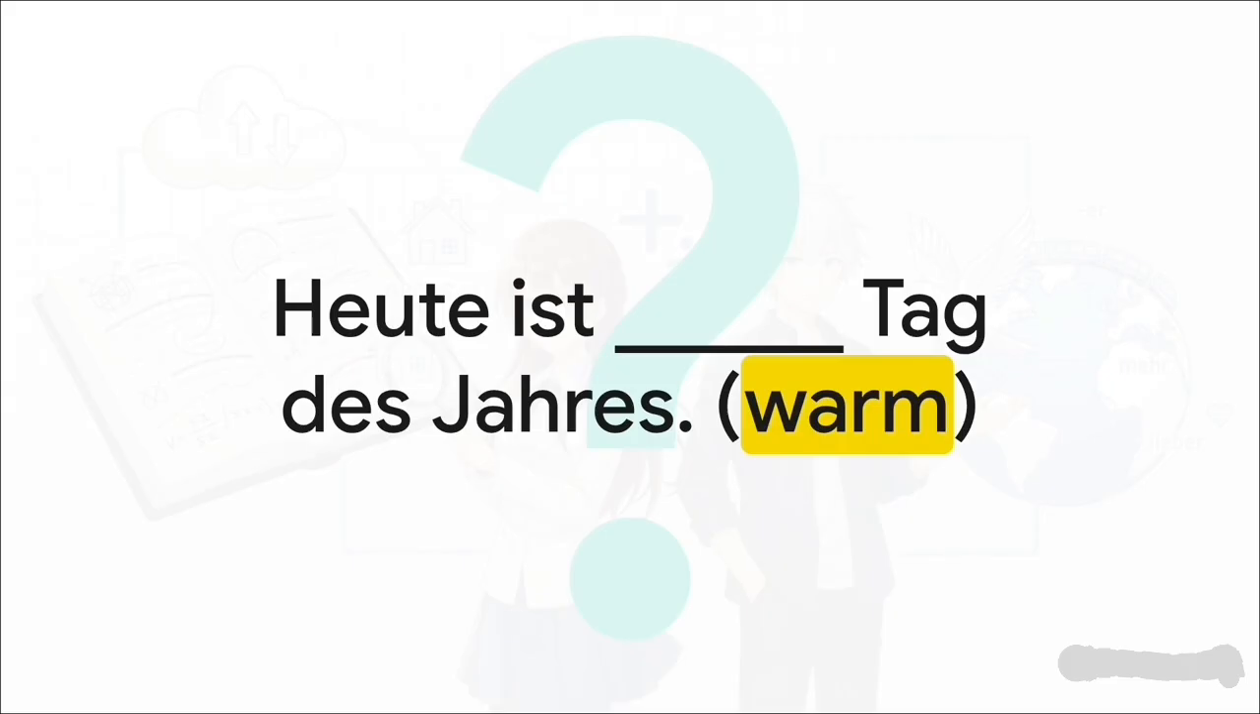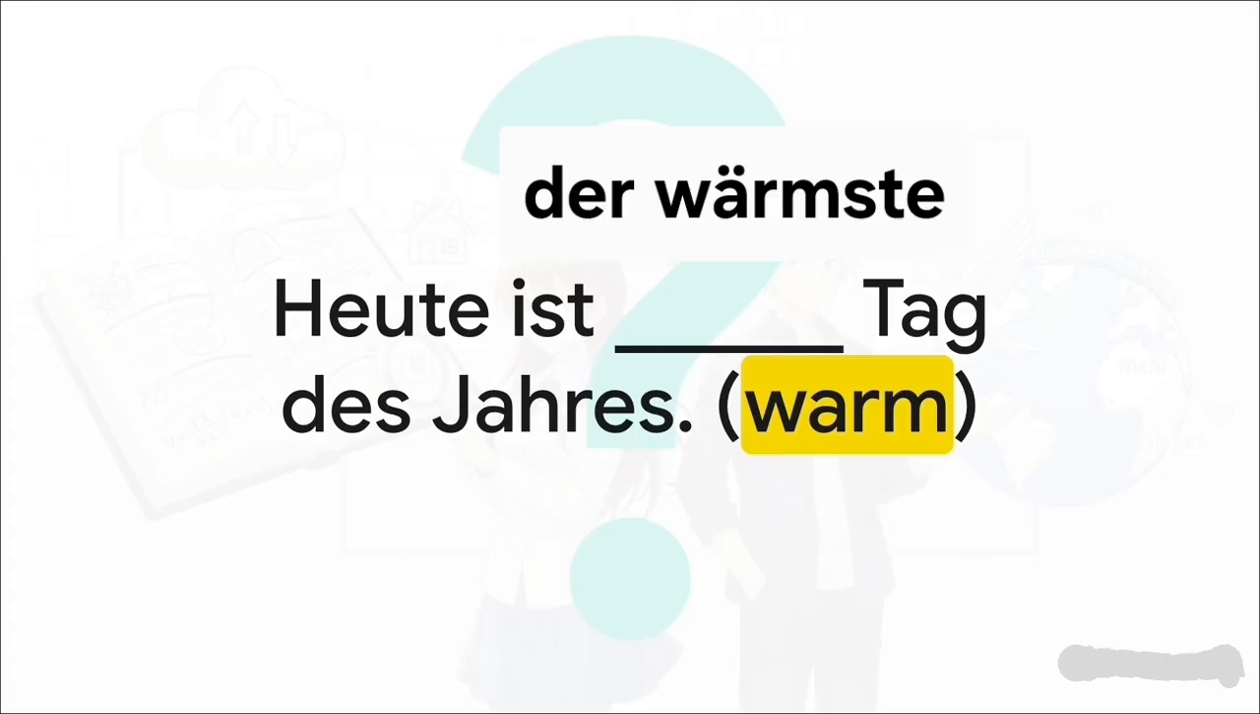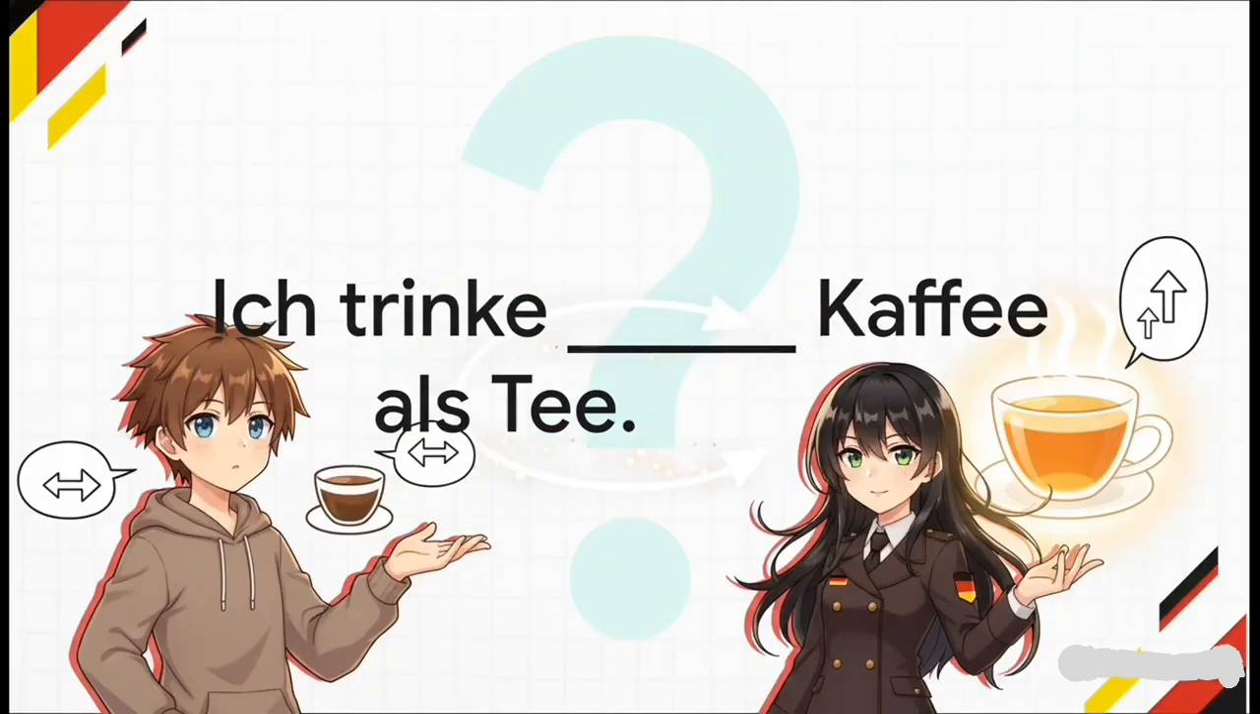Next up, today is the warmest day of the year. The adjective is warm. This is the superlative before a noun. What do you think? The answer is der wärmste. You need the article der, the -st for the superlative, and that -e ending because it's der Tag. Last one. I drink coffee rather than tea, as in I prefer coffee. The adjective is gern. Which irregular comparative do we need here? It's lieber. Ich trinke lieber Kaffee als Tee.